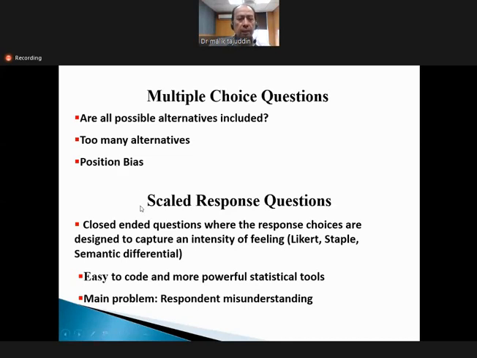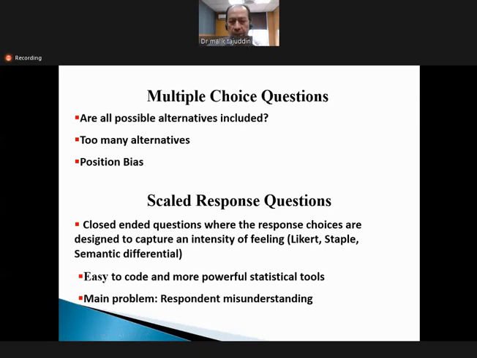Then there are some scaled response questions. These are closed-ended questions where the response choices are designed to capture an intensity of feeling, unlike the dichotomous questions or these multiple choice questions, where there is no scaling or measuring of the intensity of the feelings. There are different types of scaled questions being used: the Likert, staple, and semantic differential. These are different types of scaling responses. They are easy to code and a more powerful statistical tool.